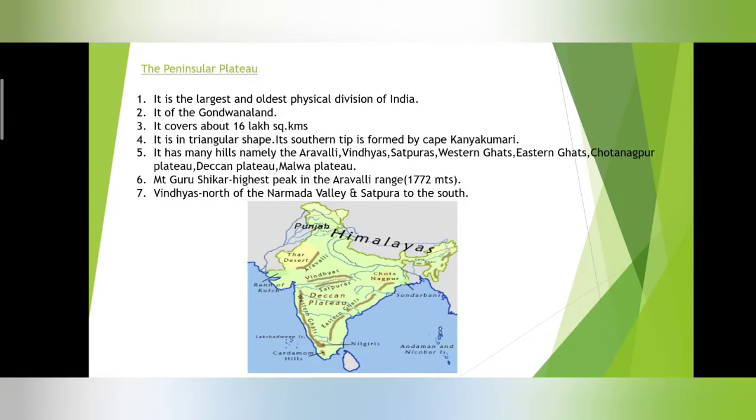We can see that. See the map carefully. You can see the Vindhyas are there in between the Vindhyas and Satpuras. There is a river valley called the Narmada Valley. So to the north of the Narmada is Vindhyas, and to the south of the Narmada Valley is Satpuras.